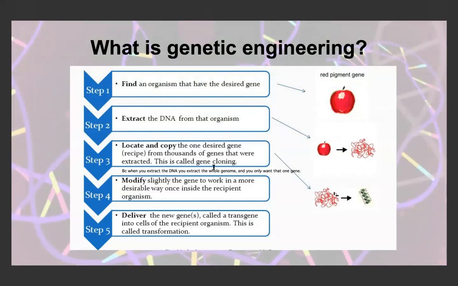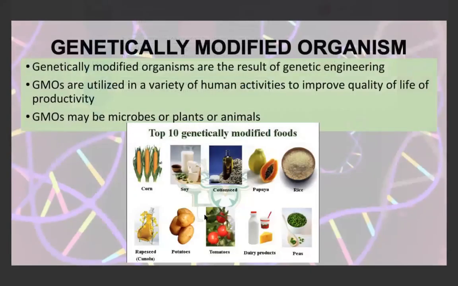So when you extract the DNA, you extract the whole genome, and you only want the specific gene. So you use restriction enzymes to cut it out, and then you use the polymerase chain reaction to replicate DNA. You then modify the gene to work in a more desirable way once inside the recipient organism. This step isn't always needed. And then you deliver the new gene, which is called the transgene, into the cells of the organism that's receiving it. And this is called transformation.